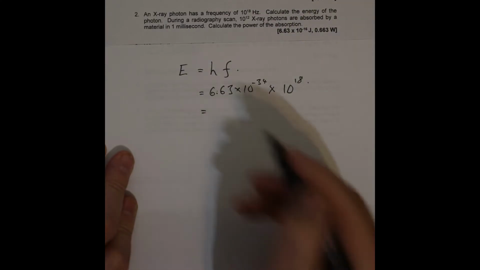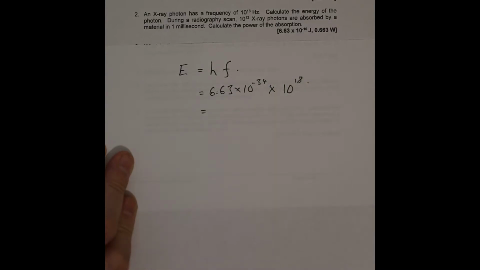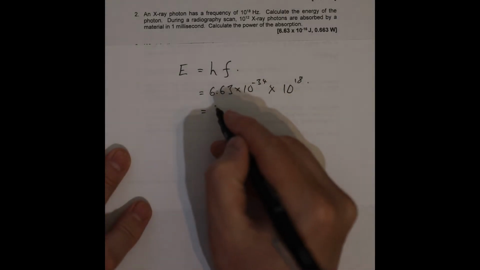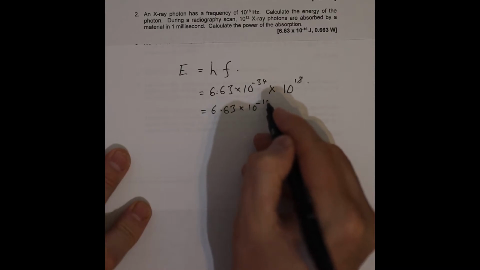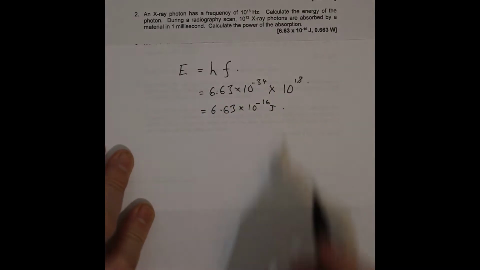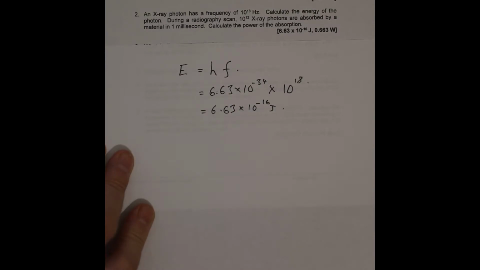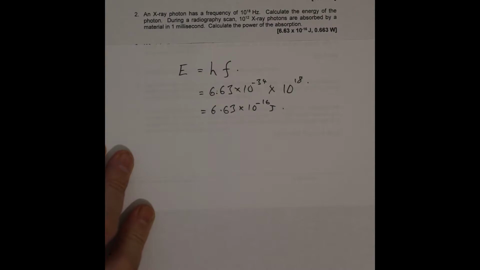And so if we multiply these two together, then we're going to get a very, very small value, which is going to be 6.63 times 10 to the minus 16 joules. Okay, because we've got the 10 to the 18 here, then the 6.63 remains the same, and we're effectively just adding the indices here, so we get 10 to the minus 16.